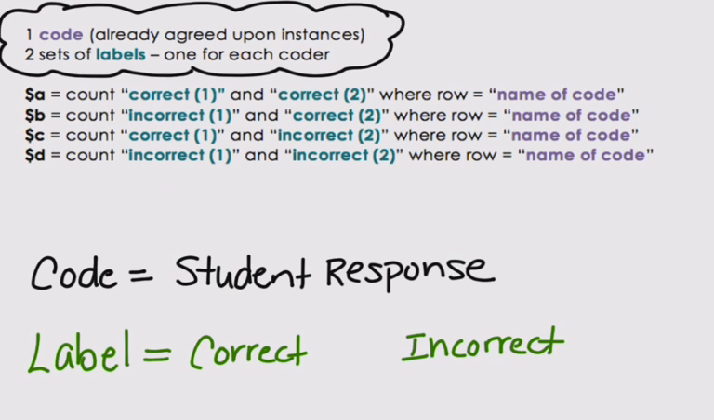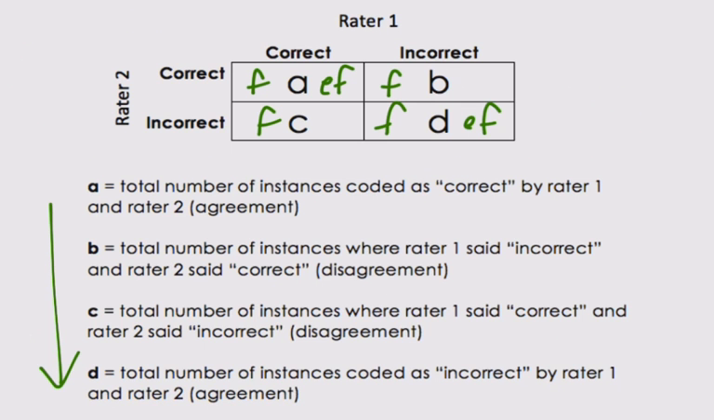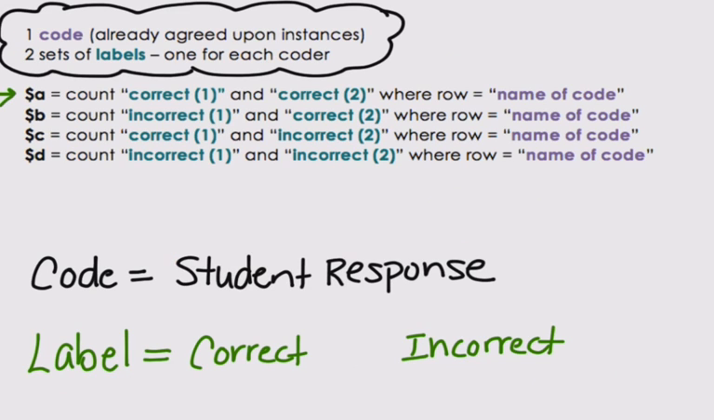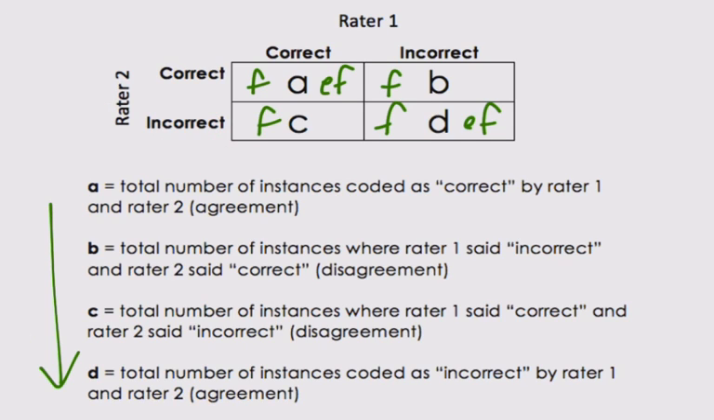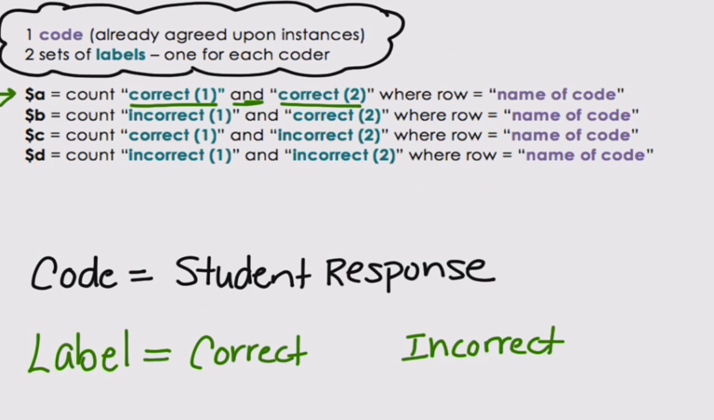So to get the frequencies, here are some scripts that you could use. You can basically have labeled some variables here. So I called it $A to match with the A box over here. So $A is basically I'm saying to count all the times where rater 1 says it's correct and rater 2 says it's correct, because that's what A equals, remember? And then where the row equals whatever the name of your code is. So this is the pattern you're going to follow to do this.